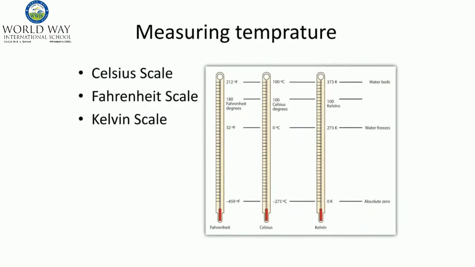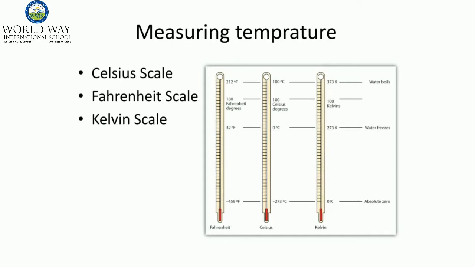Measuring temperature. There are 3 scales: Celsius, Fahrenheit and Kelvin. Celsius temperature scale, it is denoted by degree Celsius. The melting point of pure ice is taken as 0 degree Celsius and the boiling point of pure water is 100 degree Celsius. Celsius thermometer has 100 equal parts. The difference between these 2 points is divided into 100 degrees.